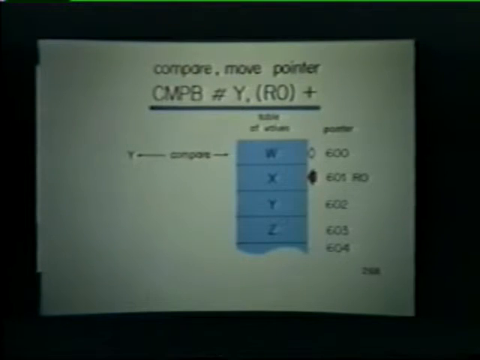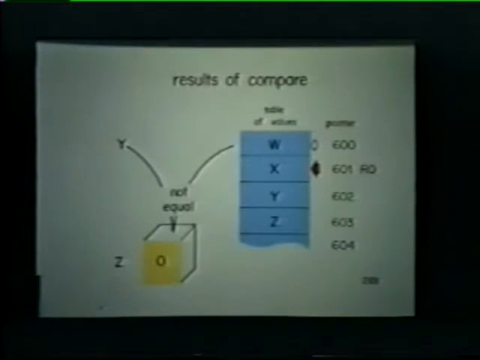This instruction compares the value y with the contents of the location specified by the pointer, in this case the first entry. Because we are using the auto-increment addressing mode, this instruction then increments the pointer after the comparison has been made. In this case, the results of the compare are not equal. Therefore, the Z bit is clear.